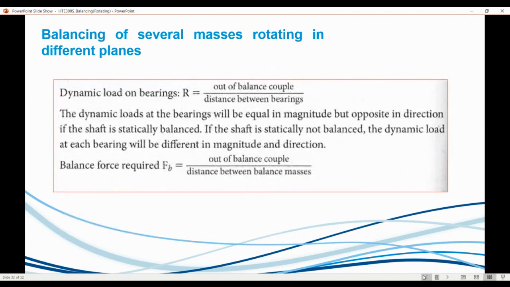So we don't want to talk too much about that. It's also something important which might come up, but if they ask you for the dynamic load on the bearings, take the out of balance couple divided by the distance between the two bearings. Obviously, the dynamic loads on the bearings will be equal in magnitude but opposite in direction. We've discussed something like that. And also the balance force required, with the out of balance couple and the distance between. So these two things might come up, but I'm making you aware if you do see words like dynamic load on the bearing and the balance force required, there are ways to find this, but I'm not particularly focused on that, as this is more particularly on the dynamic side.